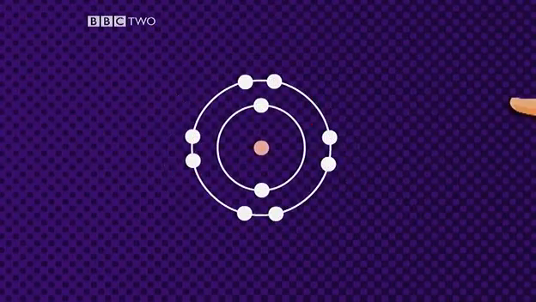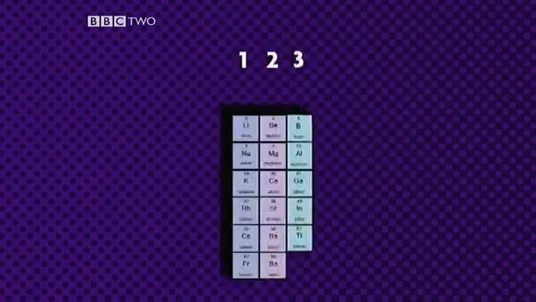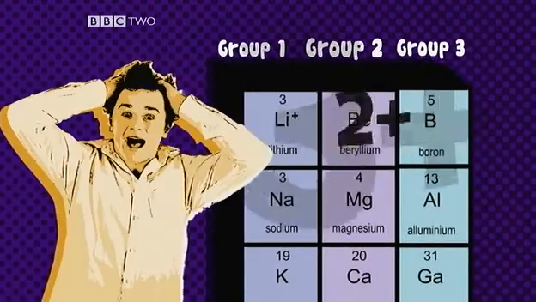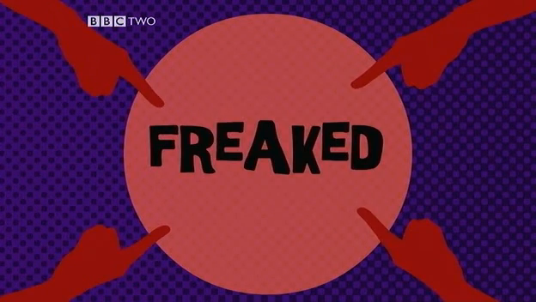Because metal atoms lose electrons from their highest energy level, the number of charges on a metal ion is the same as the periodic table group number for that metal. Check this out.